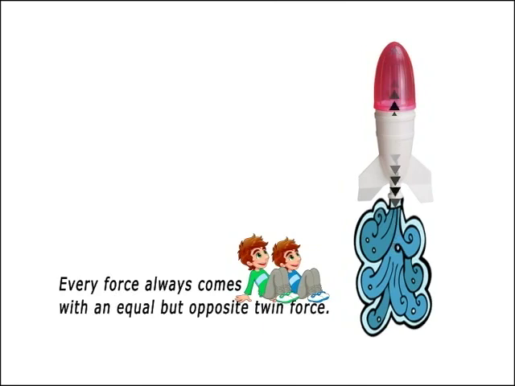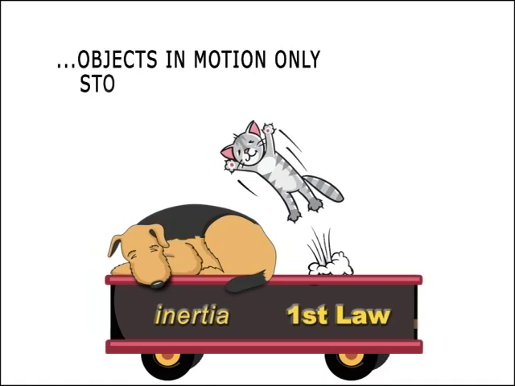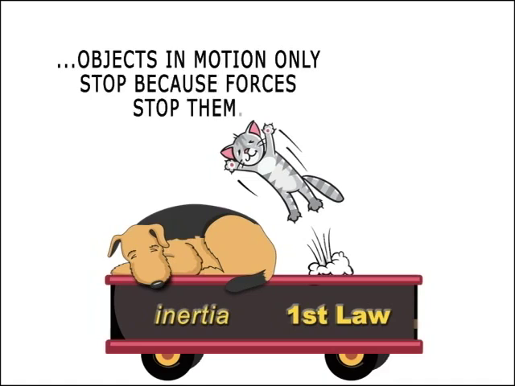Now, why would Newton come up with this law? It's because if his first law of inertia was right, then this third law had to exist also. If objects in motion only stop because forces stop them, then every force must be met with an equal and opposite force if it's going to stop.